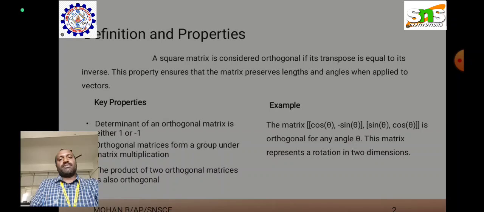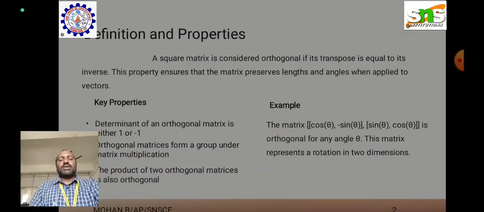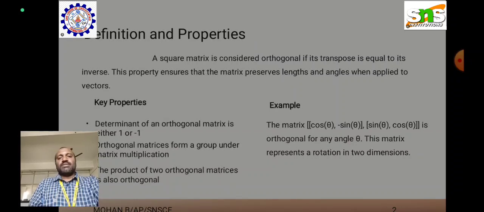Here we discussed the definition and properties, but mathematically there are various places where we use orthogonal matrices.